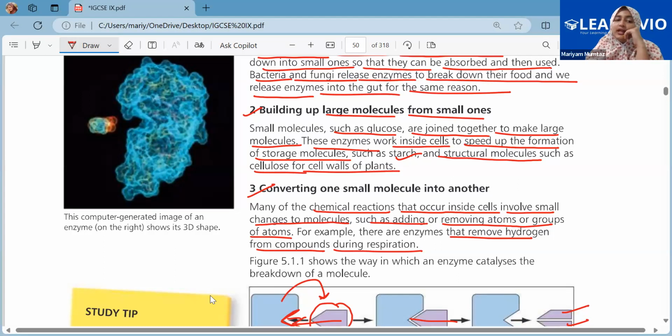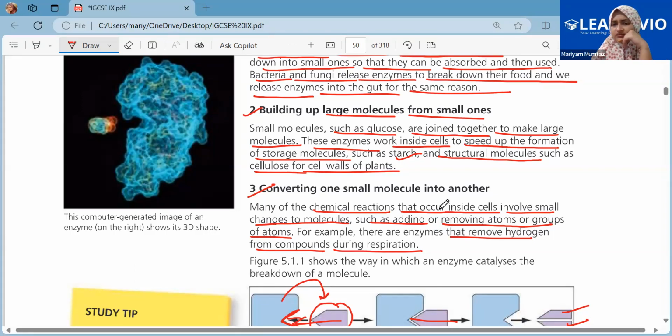So will the enzymes bind them, right? They bind these small substrates. Yes. This speeds up the formation of the storage molecules. The enzyme will speed up the reaction rate. Yes. So the storage molecules are the product, and the substrates are the storage molecules.